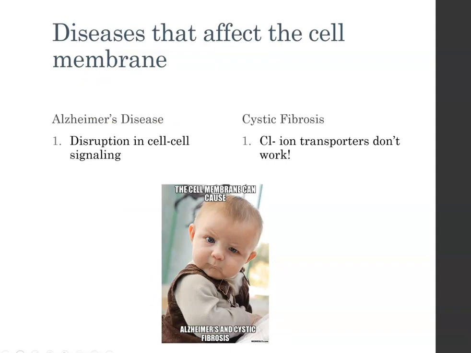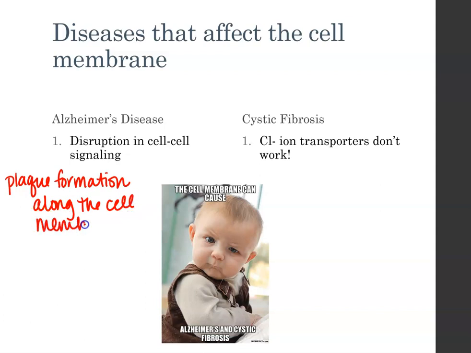So aside from this vague idea of particles moving across a membrane, why do we care about the plasma membrane? Well, there are a few diseases that affect the cell membrane, both of which you've probably heard of. You might even be very familiar with some of these. One is Alzheimer's disease, and Alzheimer's is caused by a plaque formation along the cell membrane, and this inhibits ion movement.